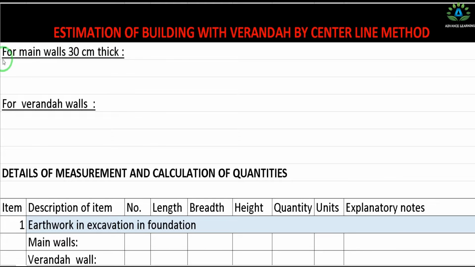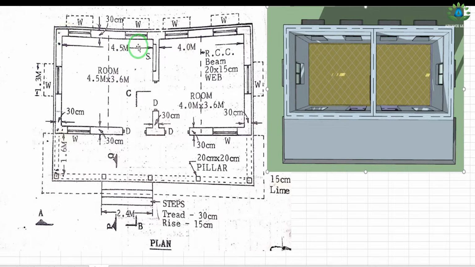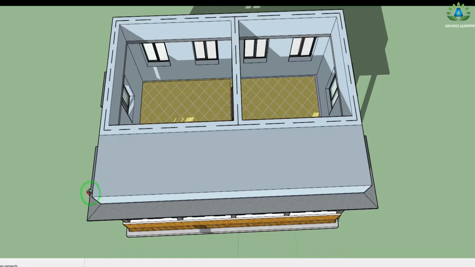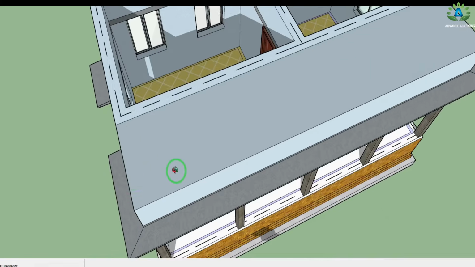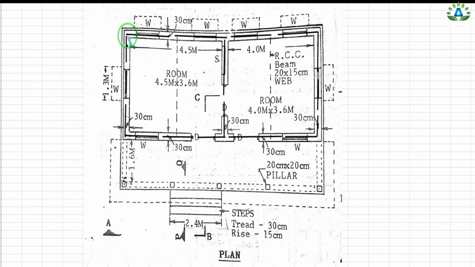So today we are going to do this estimation of building with veranda by the centerline method. So firstly we have to calculate the centerline of this main wall. So we have these 2 rooms, and this dotted portion means the chhajja portion. So we can see that this small slab portion which is projecting from this window, we have this dotted portion here. That means these portions are our slab portion, which is projecting outward here and here also. We have the center line from this side up to this side.